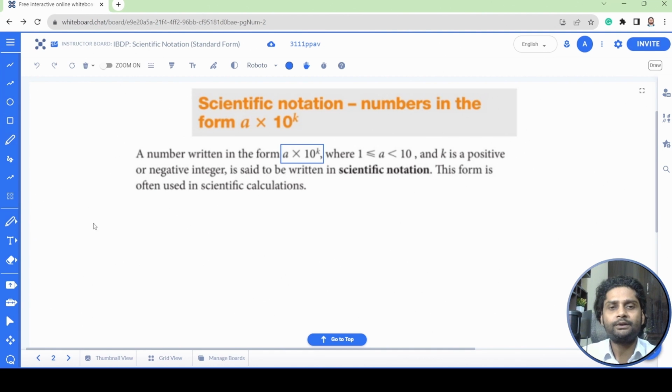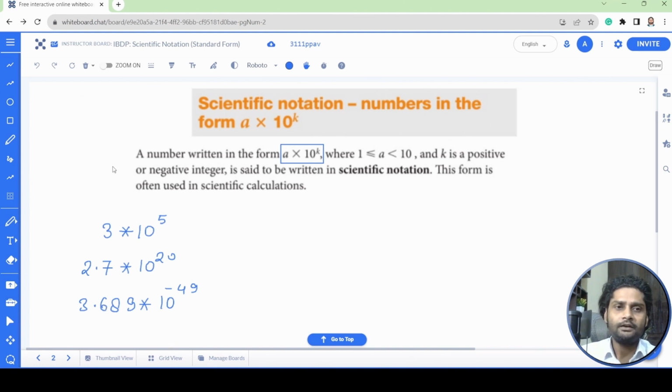We can have different examples, let's say 3 times 10 raised to the power of 5. It could be 2.7 times 10 raised to the power of 20. We can even have 3.689 times 10 raised to the power of 49. It can even have a negative sign. The exponent may also have a negative sign.